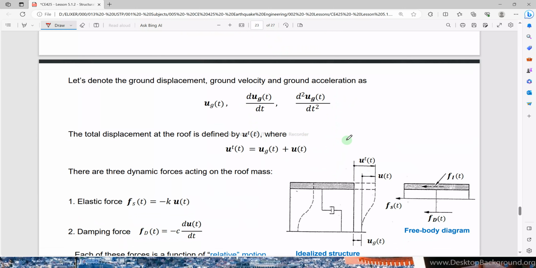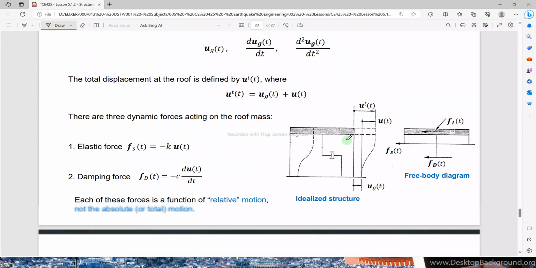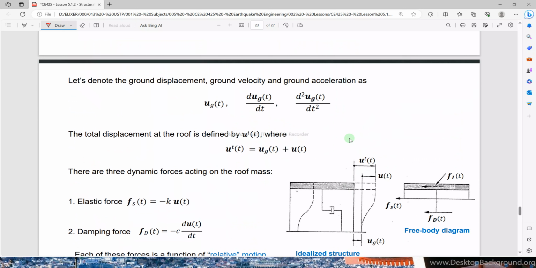So let's denote the ground displacement, ground velocity, and ground acceleration. So muna akong discuss. You have the ground displacement, ground velocity, and the ground acceleration. So ang total displacement sa roof nut rock, symbolized by this one, is just the addition of the u of t, the displacement of the structure, and the ground displacement.